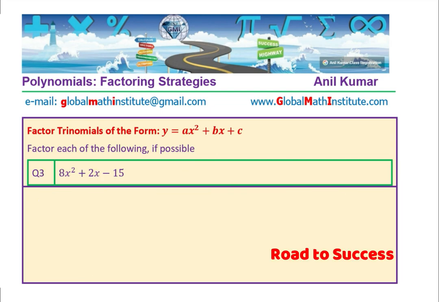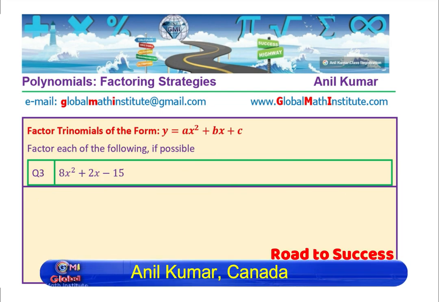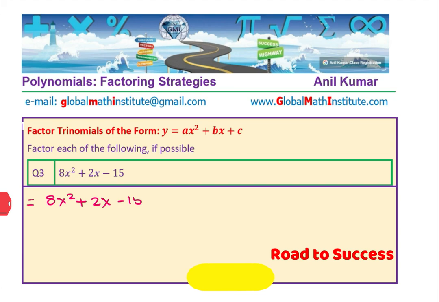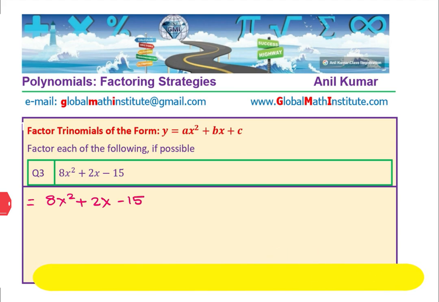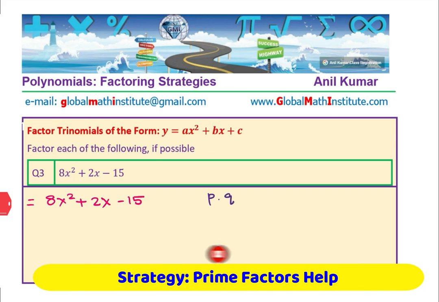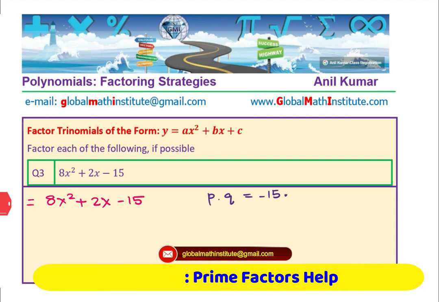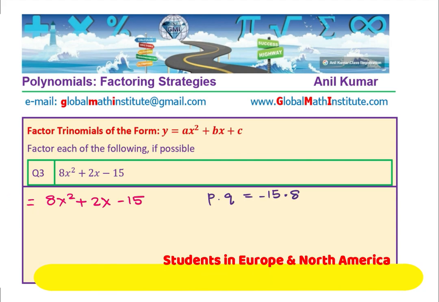Let's do the next one. I'd like you to pause the video and answer this one. The question here is given to us as 8x squared plus 2x minus 15. So what is the sum and product? Let's write down the product first, right? See, we always write product first since there are lesser combinations, right? There is no need to multiply 15 and 8, right? It is a big number sometimes. Just leave it as such.